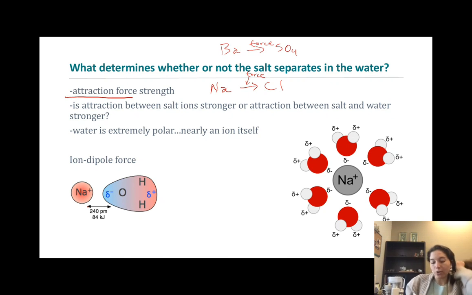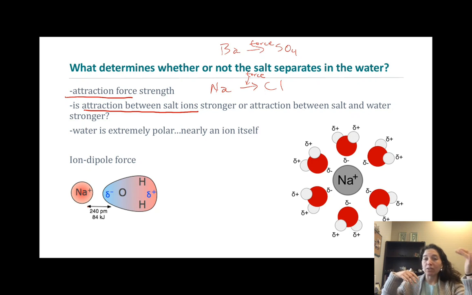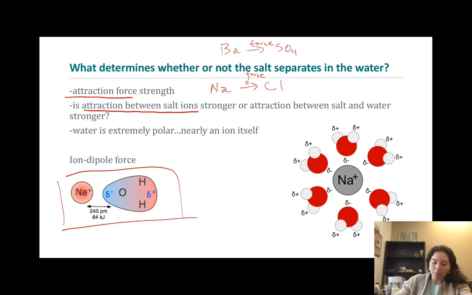So the question is, is the attraction between the salt ions stronger, or is the attraction between the salt and the water stronger? So water is really polar. Again, it's almost an ion itself. There's more water molecules than there are your salt ions. So there's a lot of things at play here. This is what we call an ion-dipole force, where the ion is interacting with the water molecule. You can see it in a bigger picture here where we have more water surrounding an ion. So that's the name of this force here.